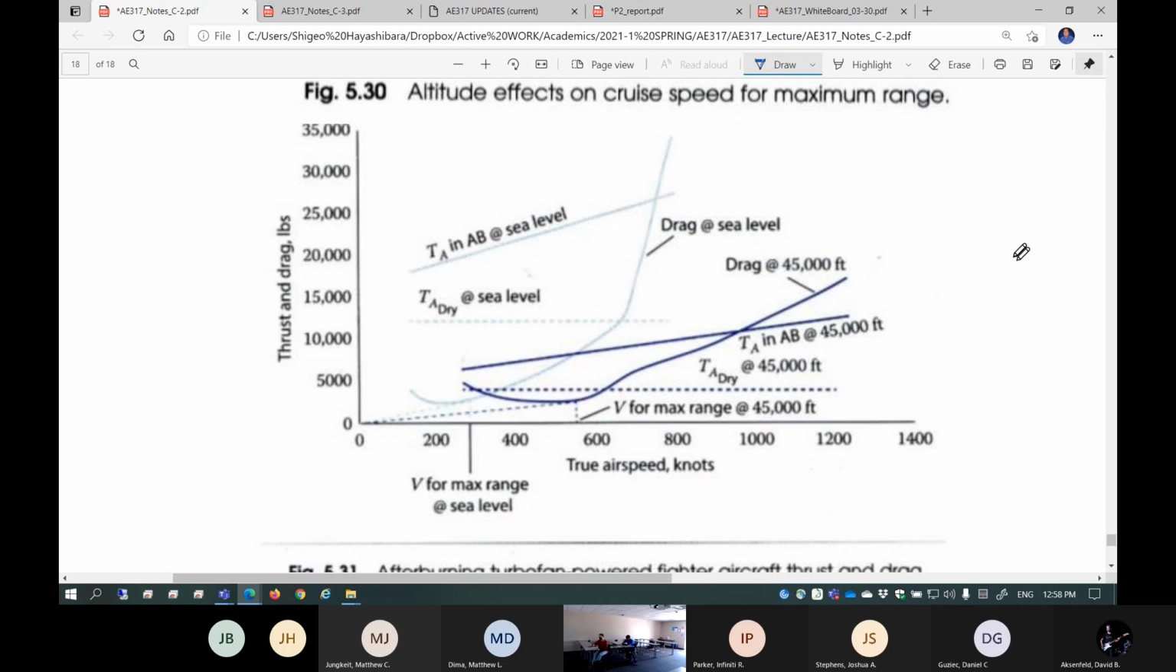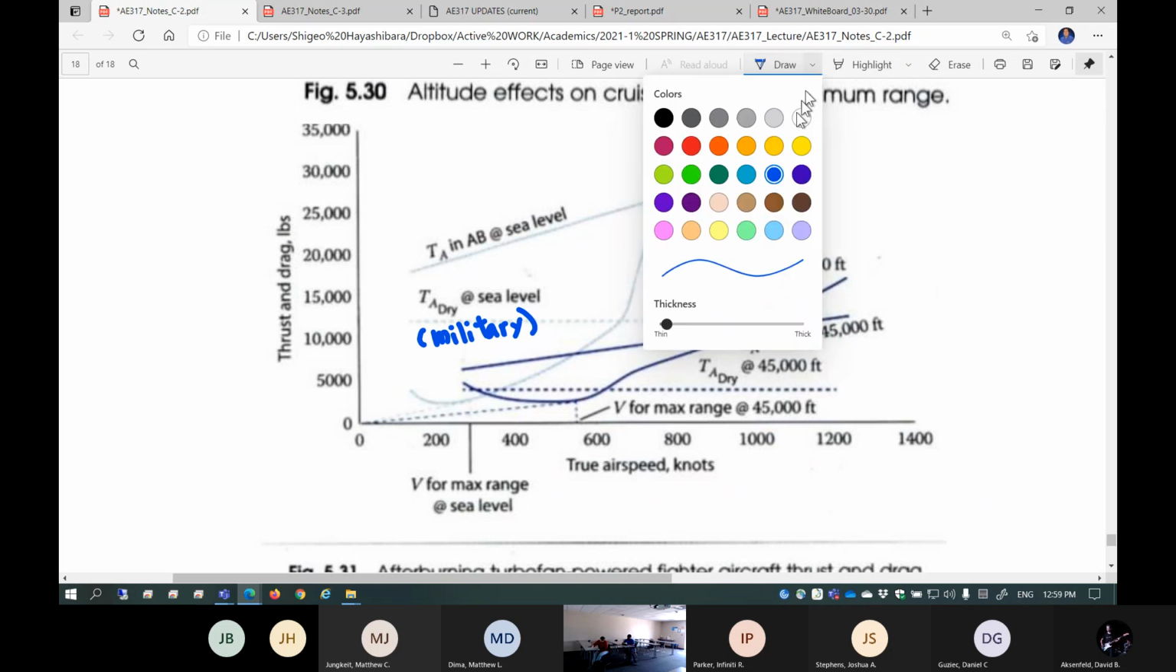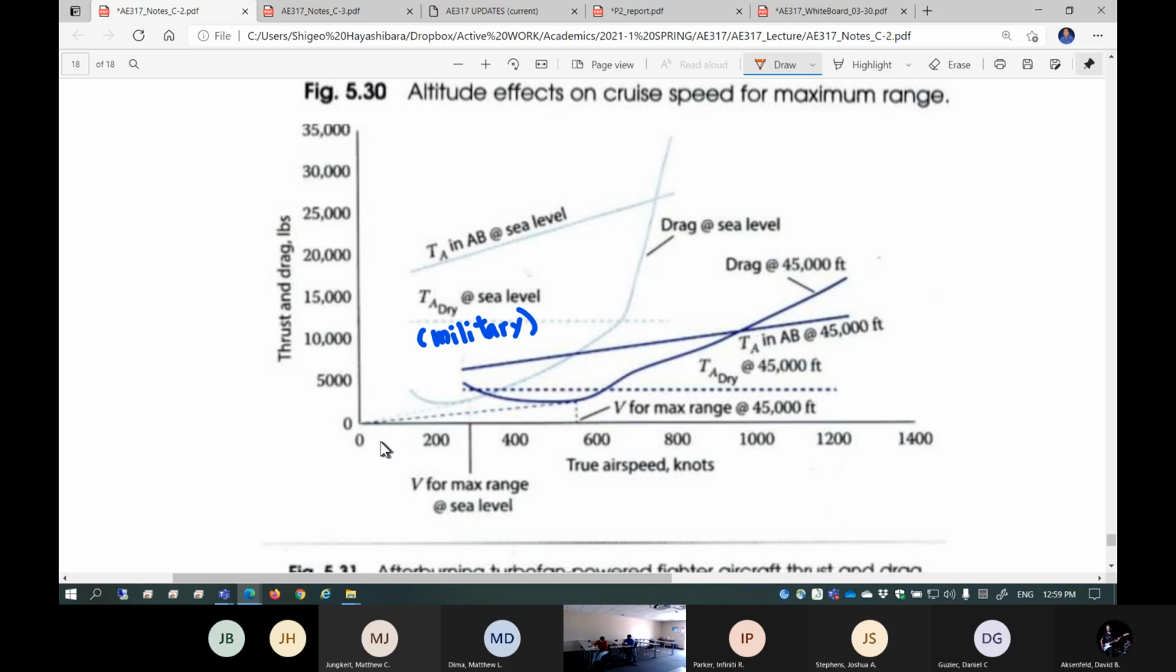So this is an airplane at sea level. This is the thrust required, or drag. This is the thrust available with afterburner. This is the thrust available dry, that means no afterburner. This is military power, no afterburner. Anyways, you are going to draw a line once again, starting from the origin, a straight line, just barely touching this drag.